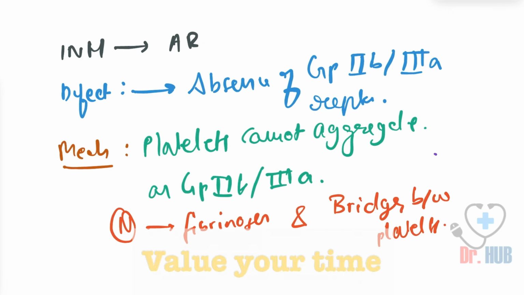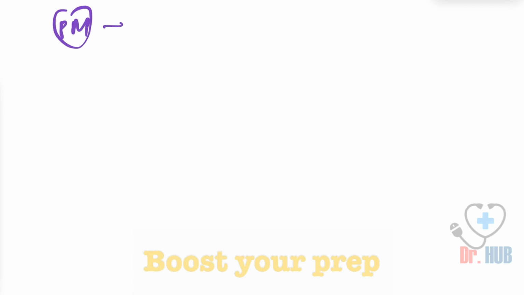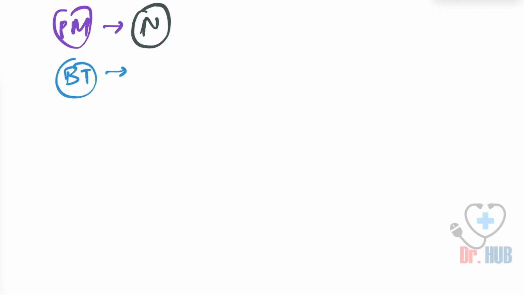Then we look at the platelet count. The platelet count here is normal. Then we move on to the platelet morphology. How is the platelet morphology? The platelet morphology is normal. Then we look at the bleeding time. The bleeding time is prolonged in this case.